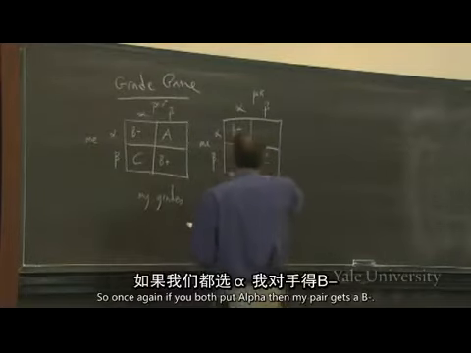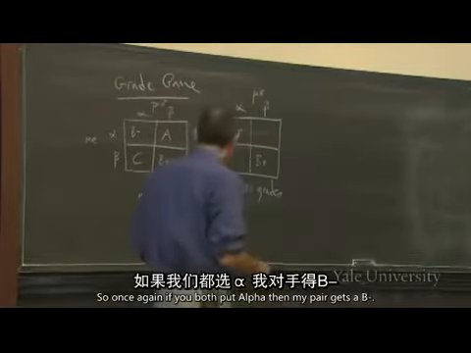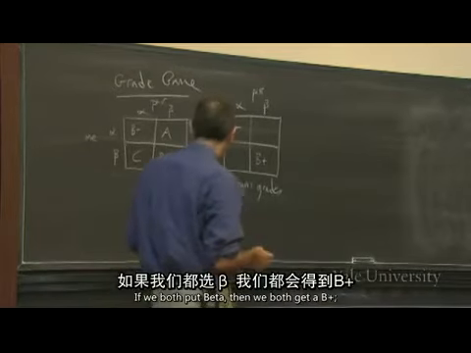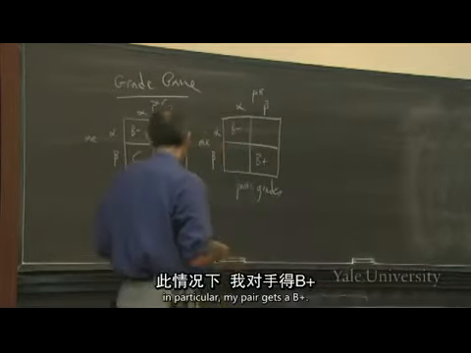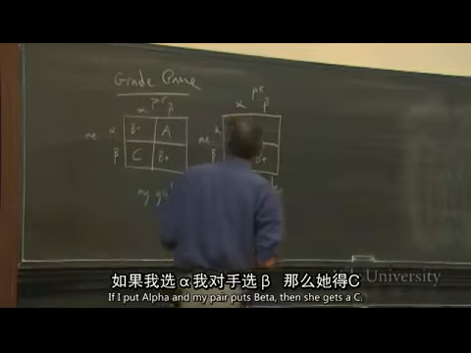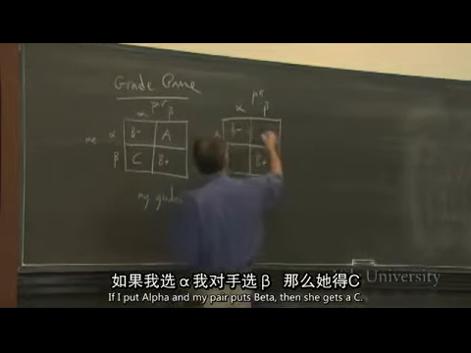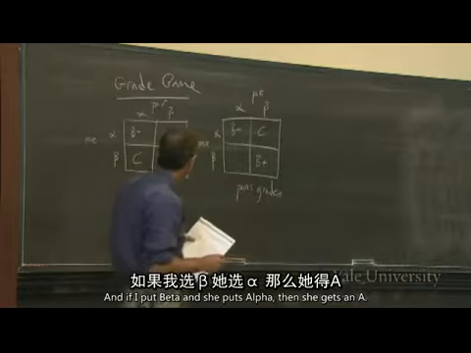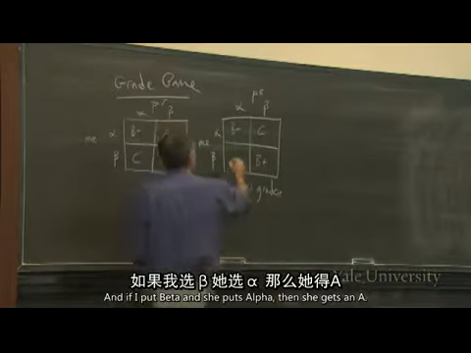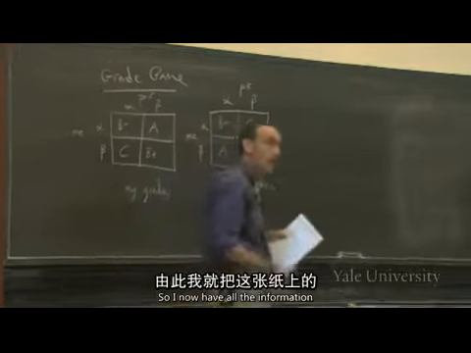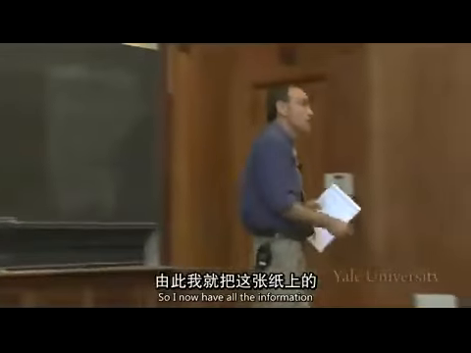All right, so once again, if we both put alpha, then my pair gets a B minus. If we both put beta, then we both get a B plus, so in particular my pair gets a B plus. If I put alpha and my pair puts beta, then she gets a C. And if I put beta and she puts alpha, then she gets an A. All right, so I now have all the information that was on the sheet of paper that you just handed in.